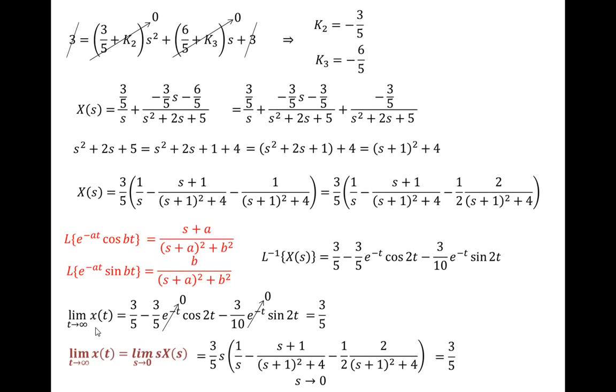So you have two approaches: one, to directly calculate x of t and take the limit when t goes to infinity, or use the final value theorem and find the final value for x of t. The two important points for this problem are to know how to use the final value theorem and how to use these two relations for the Laplace inverse of cosine bt and sine bt.